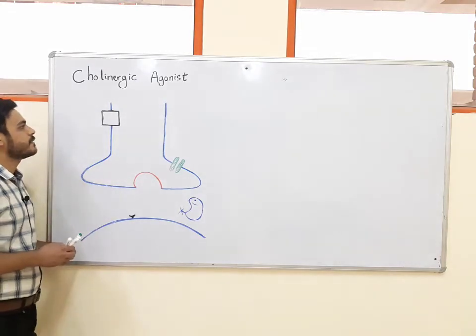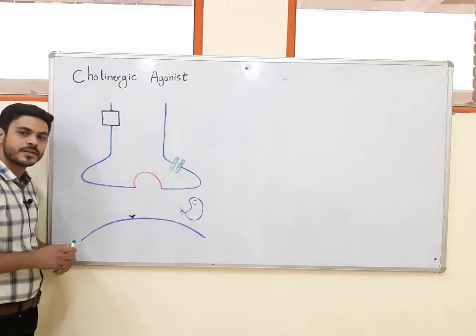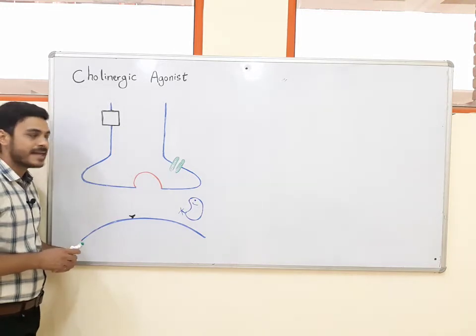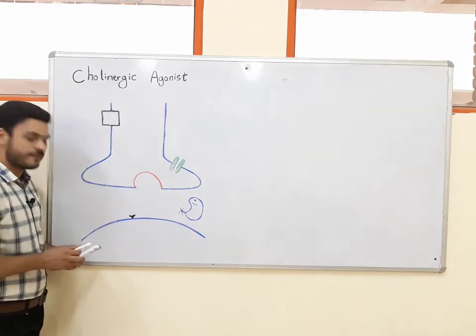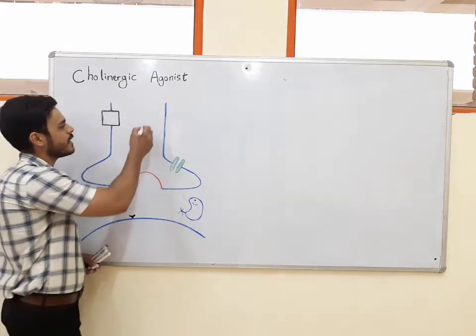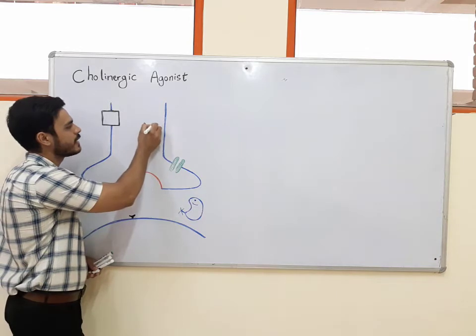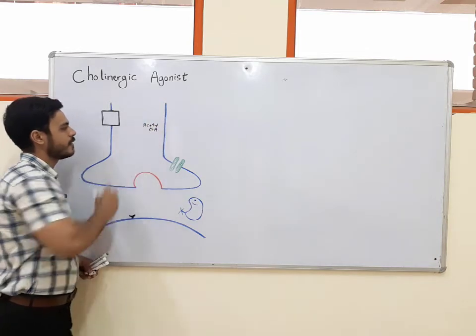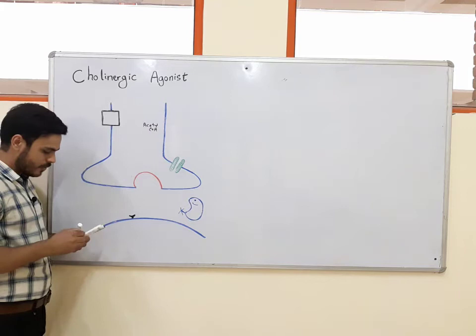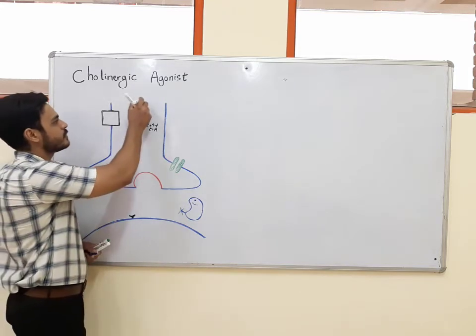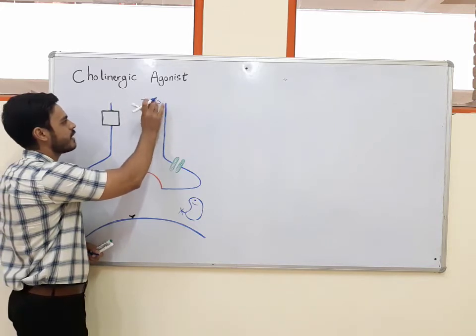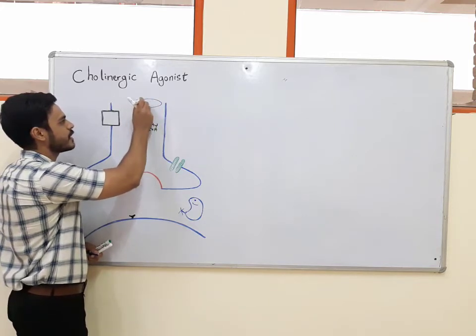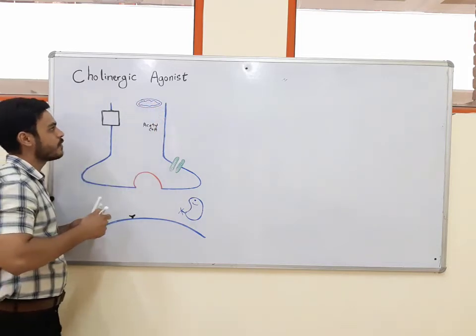The first step for neurotransmission in the cholinergic fibers is synthesis of acetylcholine. For synthesis of acetylcholine, we need 2 substrates. The first substrate is acetyl-CoA. The source for this acetyl-CoA is mitochondria, which are located in the nerve terminals. We have lots of mitochondria in the nerve terminals, and these are the source for acetyl-CoA.